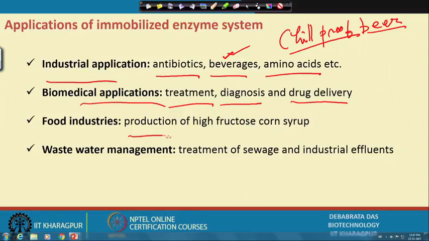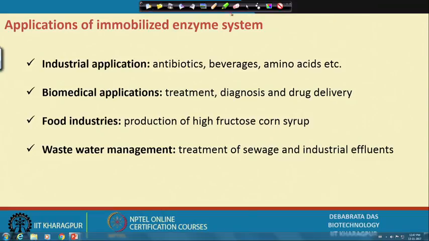In the food industry, it is used for the production of high fructose corn syrup. This is mostly used in the confectionery industry. And in waste treatment processes, sewage and industrial, particularly the trickling filter, it is largely used in industry for the removal of the soluble organics present in the wastewater.